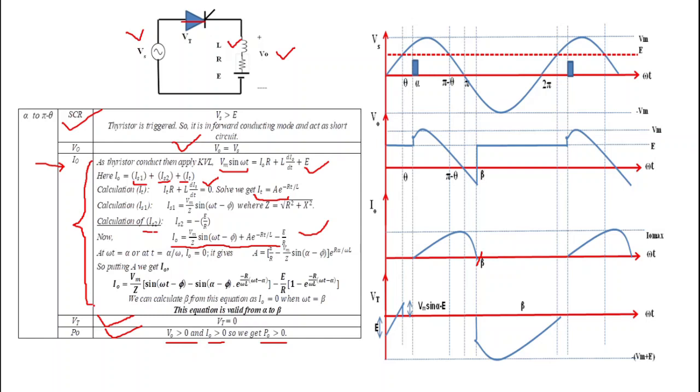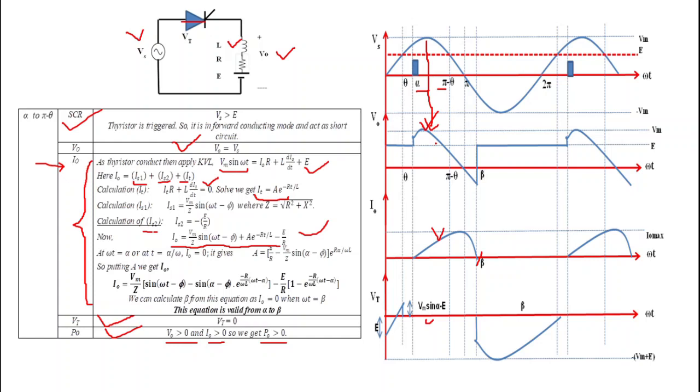Here we can clearly see that in this waveform I0 is greater than 0, Vt equals 0, and V0 is also greater than 0. So from alpha to pi minus theta, this V0 follows the source voltage. The source voltage appears across the output.